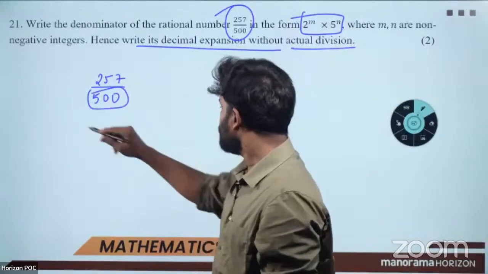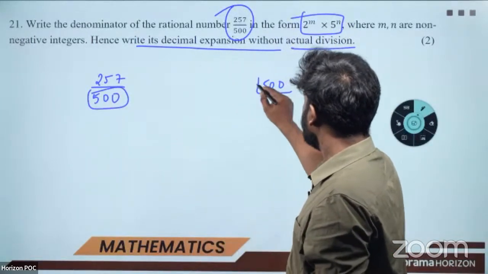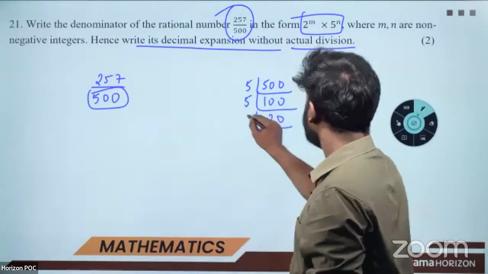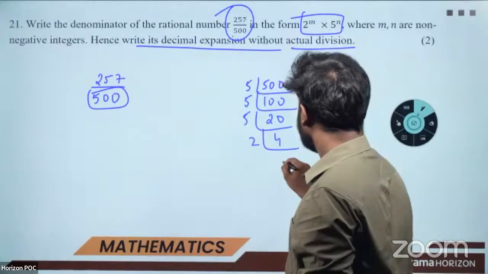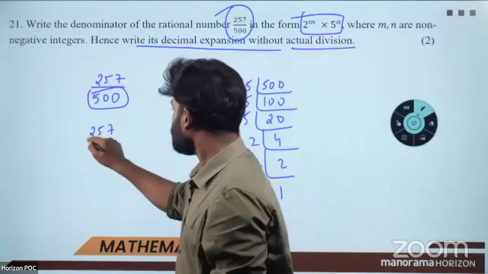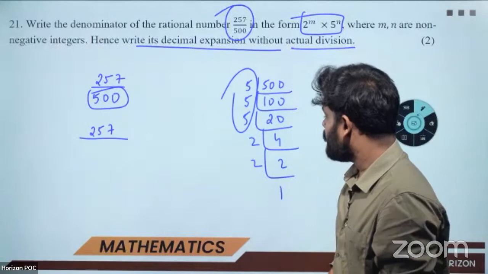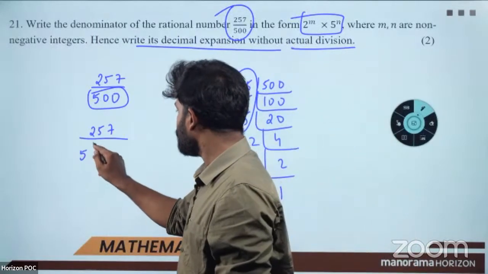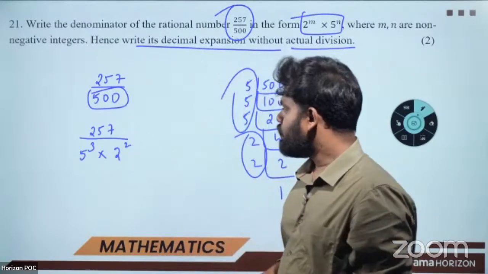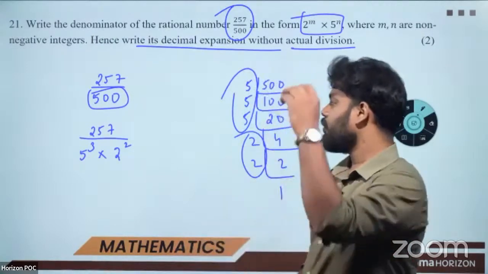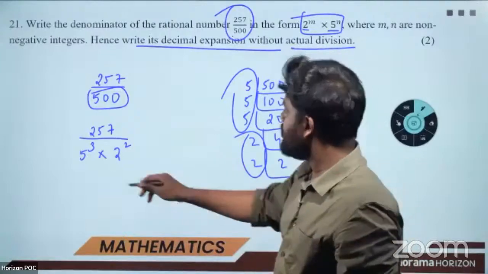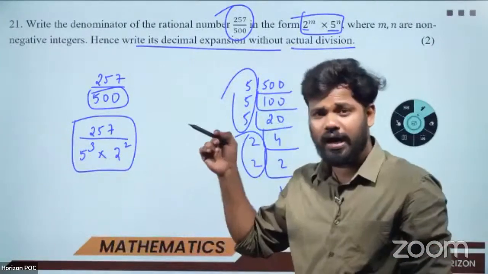So look at 500. Just take the 500 and prime factorize it. When you prime factorize it, you get 100, then 5, 20, 5, 4, and then 2, and then 2. So what will be 500? You see there are how many 5s? We have 3, that is 5 raised to 3. Into how many 2s? 2 2s are there. So that is 2 raised to 2. So 257 divided by 5 raised to 3 into 2 raised to 2 will be the 2 raised to m into 5 raised to n form of this fraction. The denominator is now written in that way.